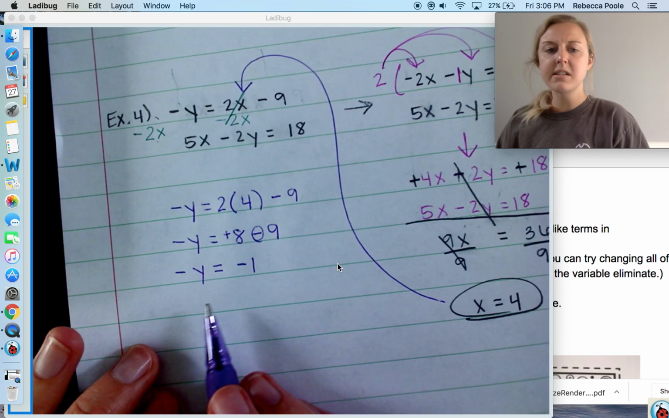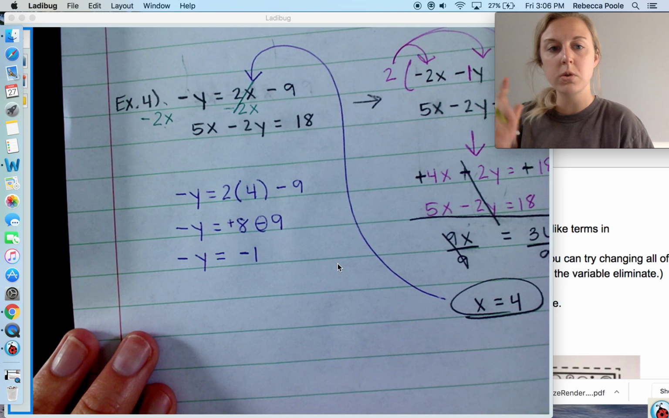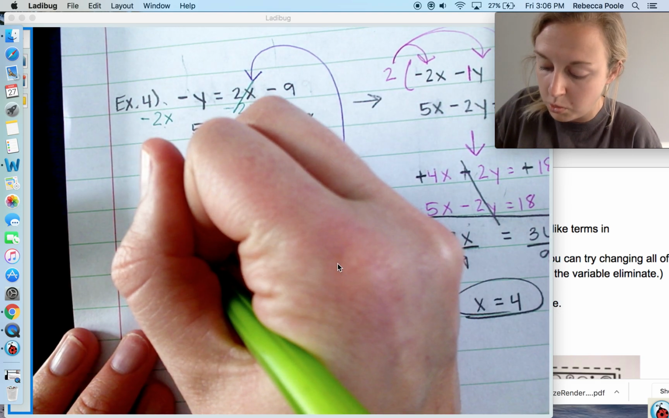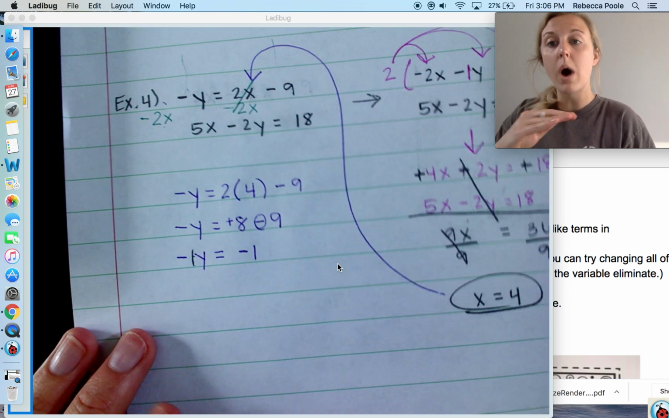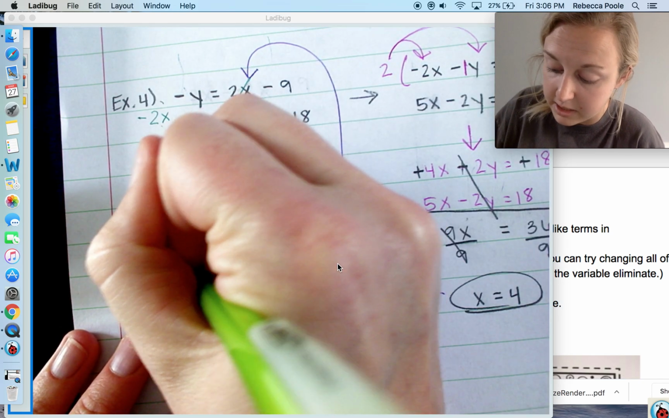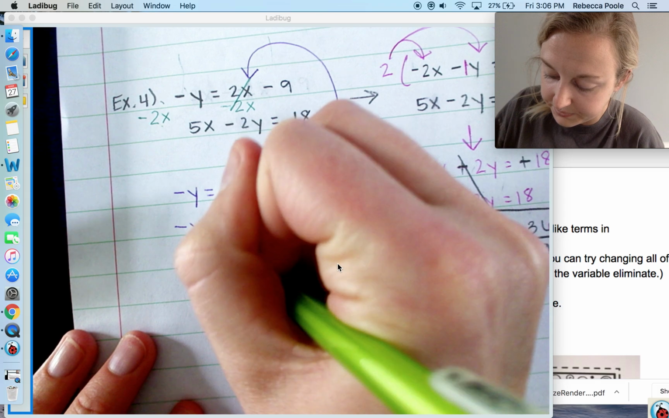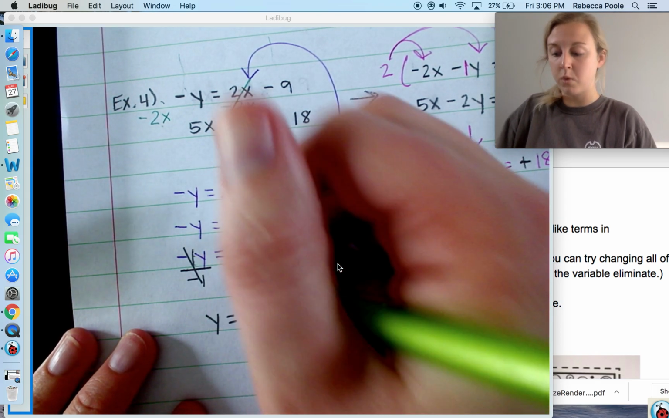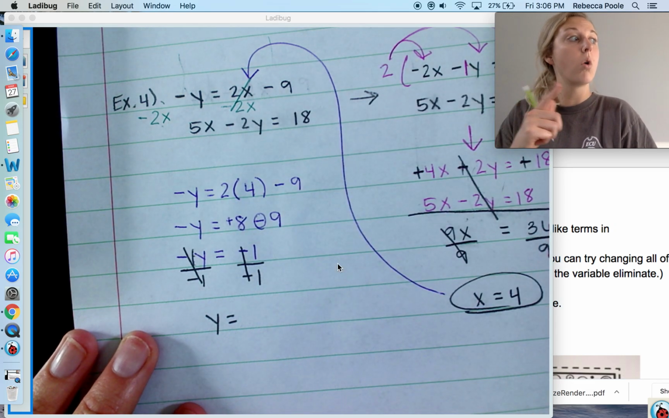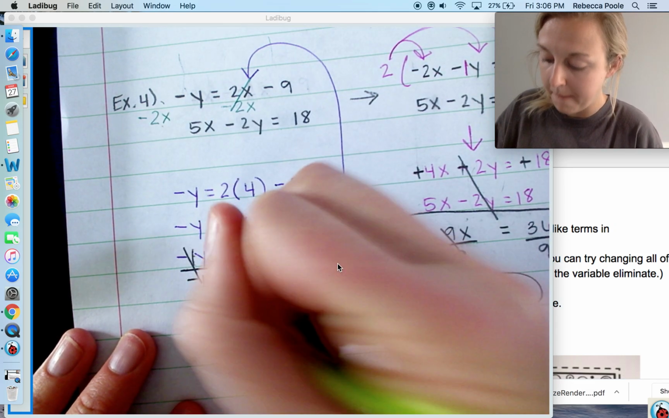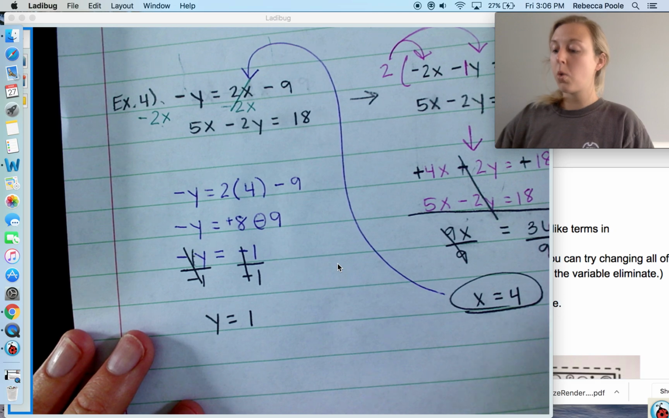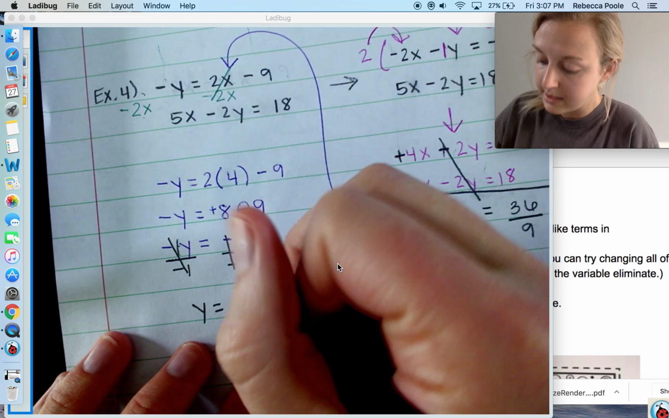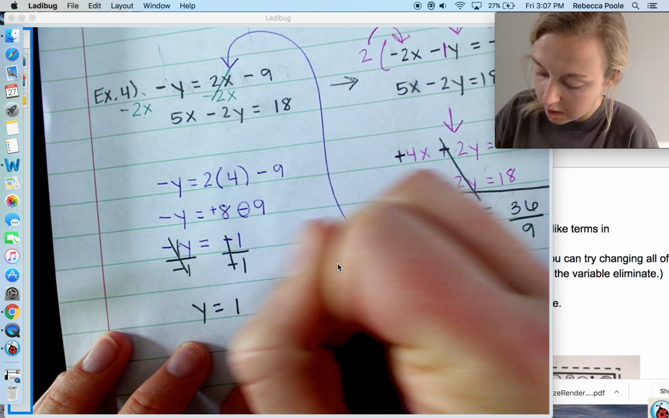And now y is still not all the way by itself, so let's review. If there's nothing in front of the y, it's an understood 1. So to get y completely by itself, we actually have to divide by negative 1. And when you do negative 1 divided by negative 1, the negatives cancel. 1 divided by 1 is just a positive 1. So the ordered pair where these two lines cross is at the point 4, 1.